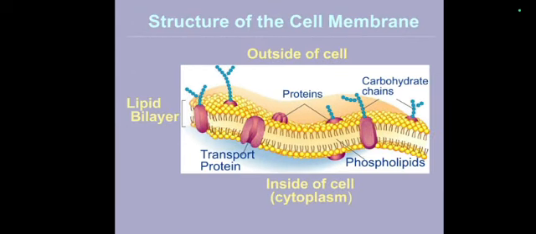This is the structure of the cell membrane. It is a lipid bilayer. It contains transport proteins. This is the phospholipid, and it contains carbohydrate chains and proteins, and this is the cell membrane.